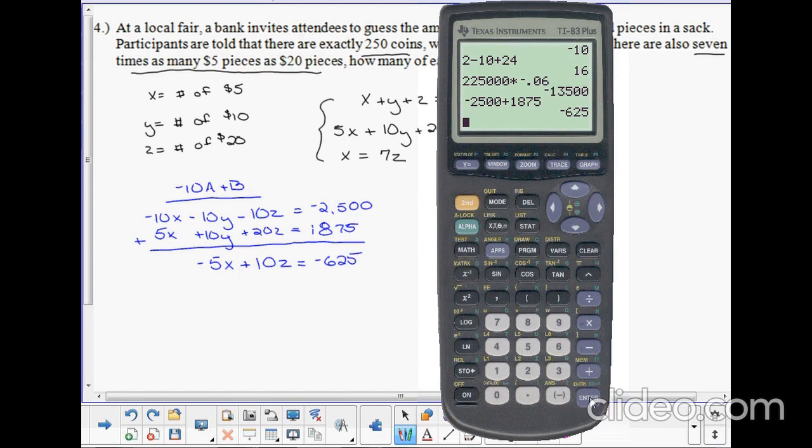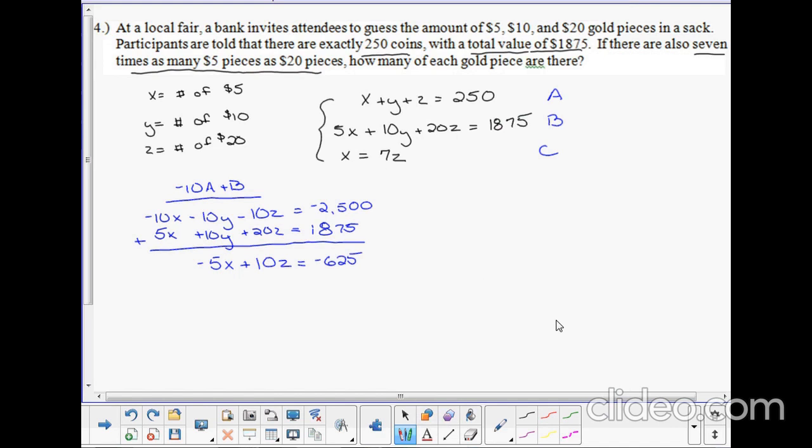So now, I know the value for x as an expression is 7z. I'm going to take this 7z and substitute it back into that equation for x. So -5 times 7z plus 10z equals -625. So -5 times 7 would be -35z plus 10 would be -25z. So -25z equals -625. Divide by -25, and I should get 5.